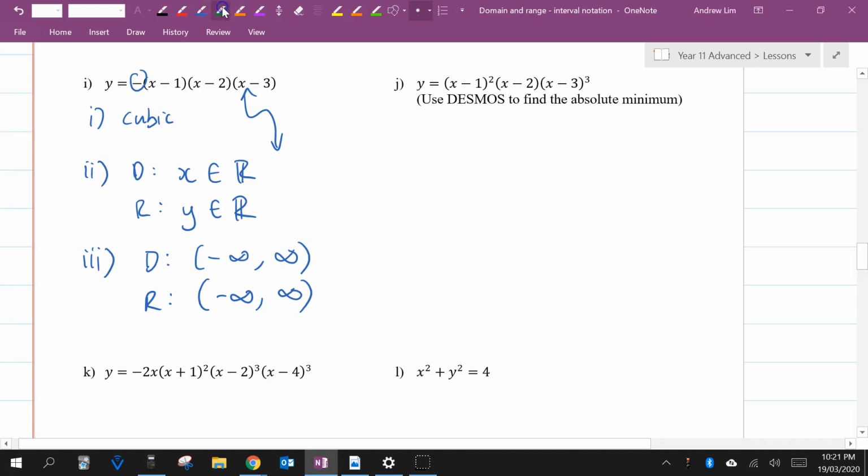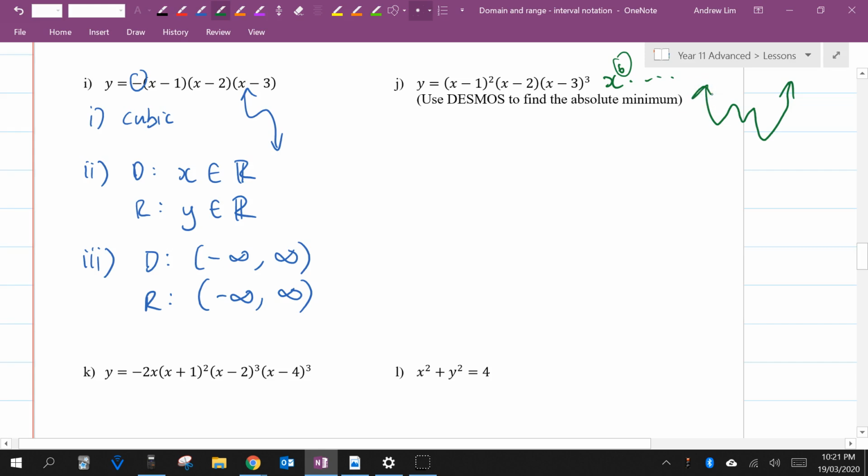Okay, so for question J, we have y equals x minus 1 all squared, x minus 2, x minus 3 all cubed. And so when we expand this out, we've got 3 plus 3 is 6, plus 2 more. So technically when we expand it, it's going to be x to the power 6, etc. Which is an even degree. Which means it's going to be a parabola. It's going to be concave up parabola. But of course it's going to be a bumpy one. So it might be something like this.